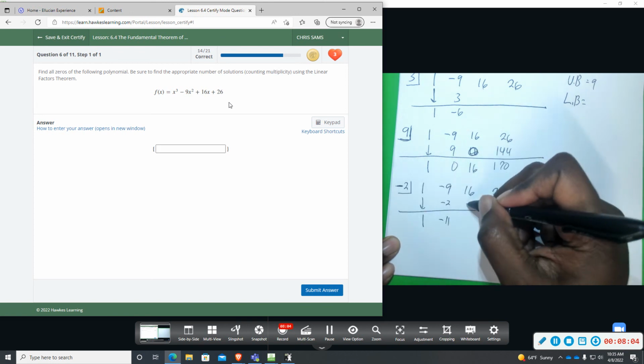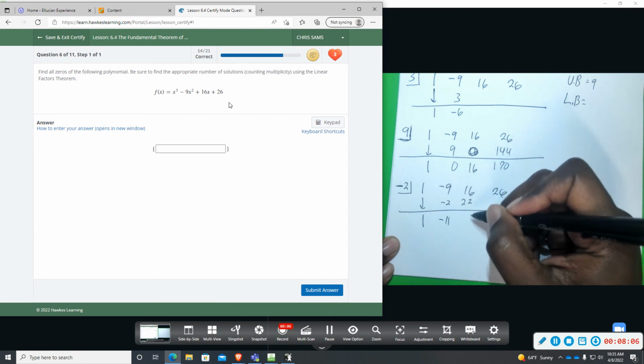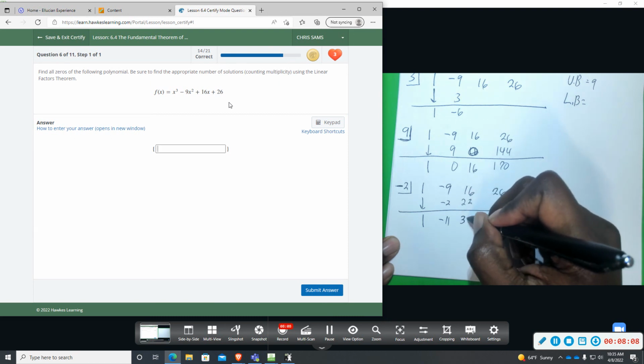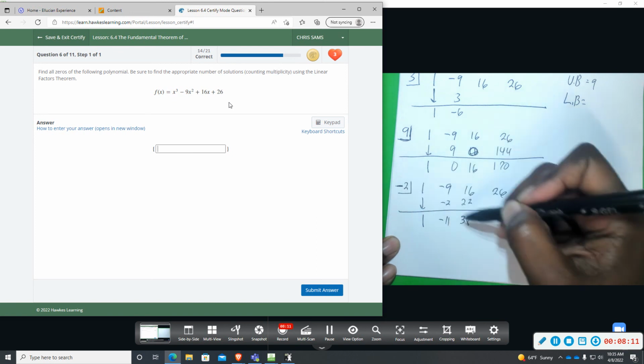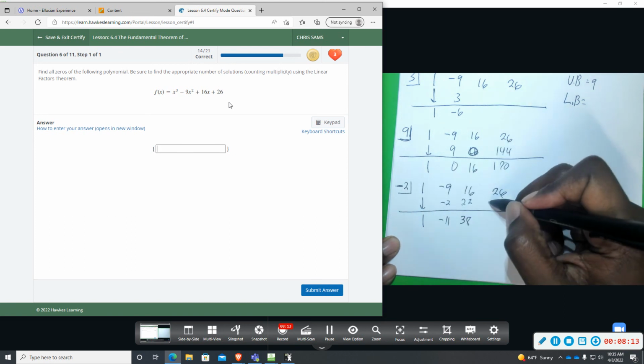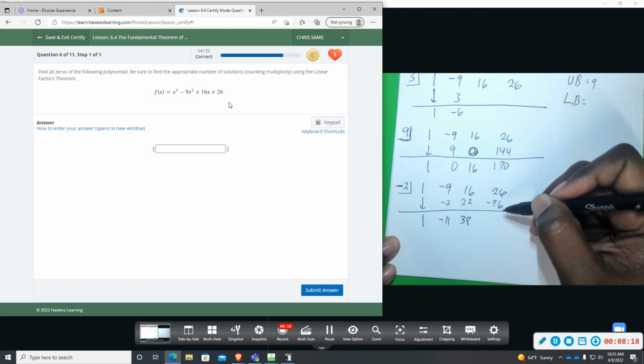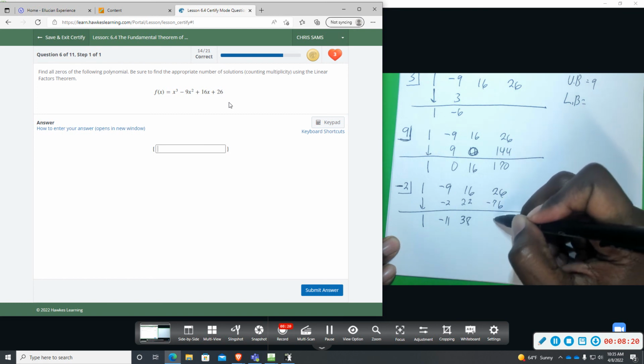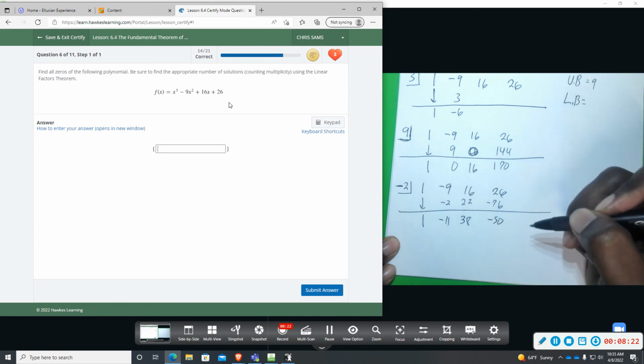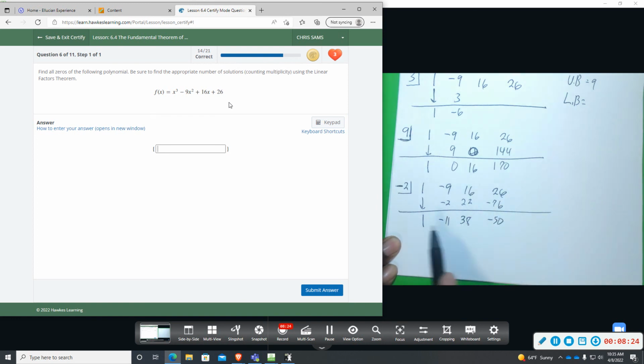Negative 2 times negative 11 is a positive 22. Combine, and we get 38. All right, and then negative 2 times 38 will give us a negative 76. And combine, and we get negative 50. Okay, so positive, negative, positive, negative. So that means that negative 2 counts as a lower bound. But is that the greatest lower bound? That will be the proper term.